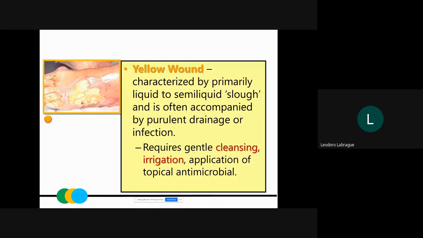So, if the wound is suspected to have an infection and the wound has a color of yellow, what would be your nursing intervention? It requires gentle cleansing. It requires irrigation. Irrigation is washing of the wound. I'm going to show you later on how you wash the wound. And of course, aside from cleaning and washing the wound, you apply antimicrobial medication. Why do you give antimicrobial medication? Because the wound has infection.